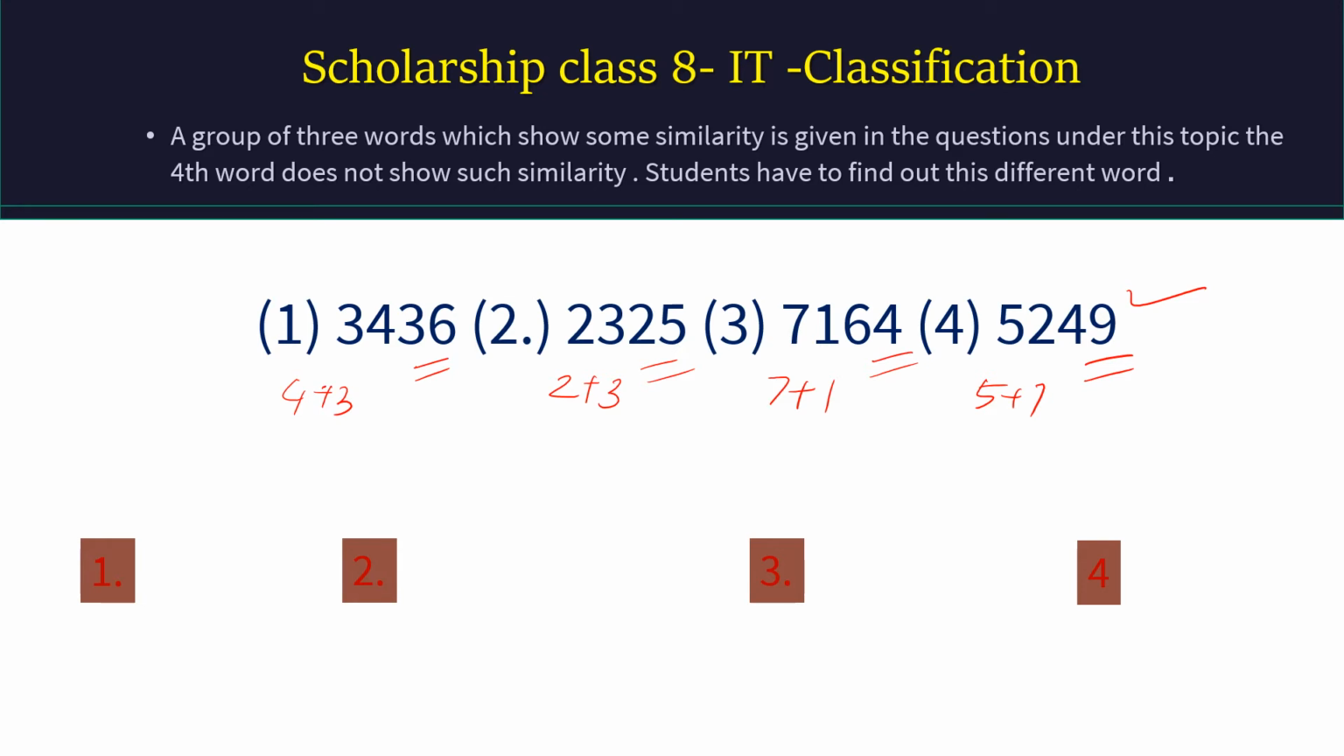So this one, the first one, is odd. The first one does not come into the group. To get 36, if it were 3 plus 3 instead of 3 plus 4, then it would work. But 3 plus 4 is given. So this one is odd. Anything like this can come in classification to find the odd man out.